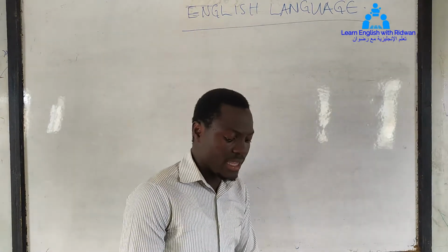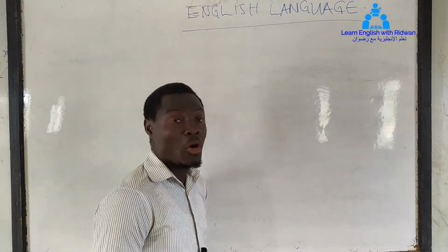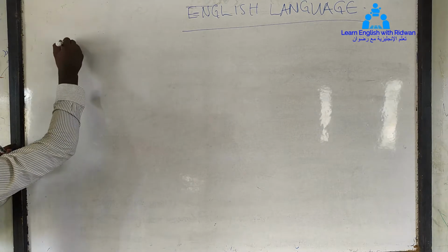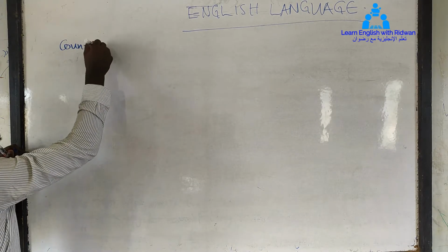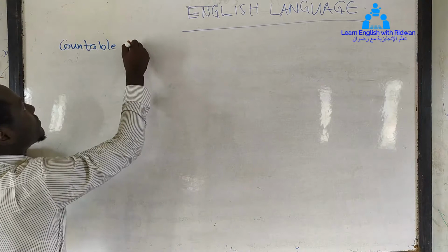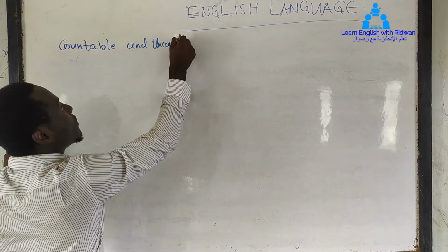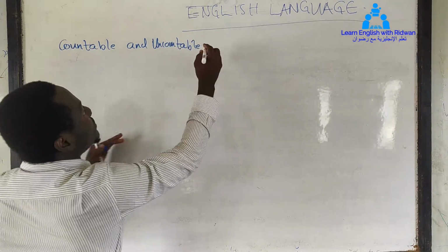So here we will be talking about what? Countable and uncountable nouns. So we have countable and uncountable.